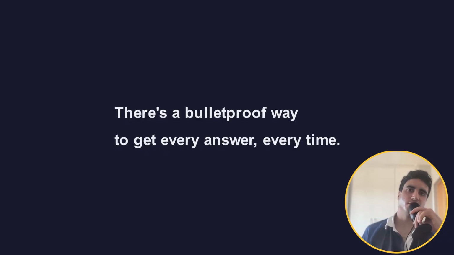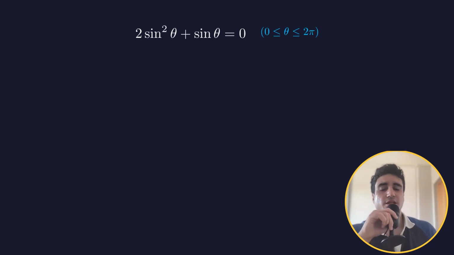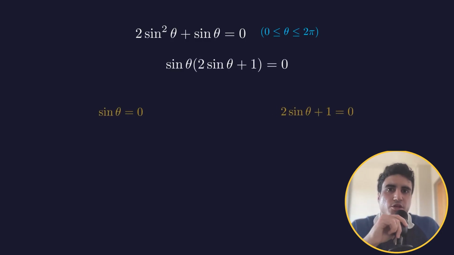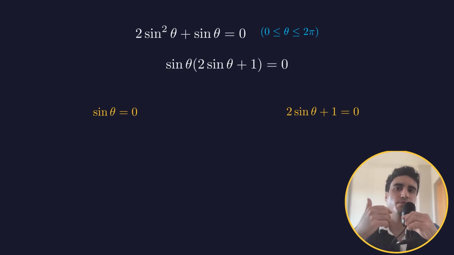To take an example of this, to illustrate this the best way possible, let's say we have 2 sine squared theta plus sine theta is equal to 0, from 0 to 2 pi. So that's our range. Now the first thing we're going to say is, okay, sine theta is equal to 0, because if we take out sine theta, we get sine theta times 2 sine theta plus 1. So we've got sine theta equals 0, therefore theta equals 0 or pi.